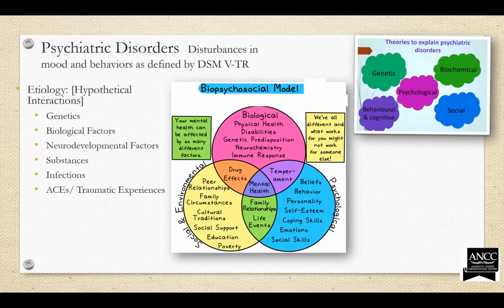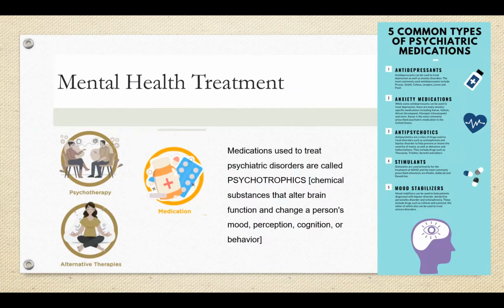Okay. So, how do we treat psychiatric disorders? Well, the first component is therapy. We have many different forms of psychotherapy. We have cognitive behavioral therapy, CBT. We have DBT, which is a specific type of cognitive behavioral therapy. We have trauma-focused therapy. We have psychoanalytical therapy. So there are different psychotherapeutic modalities.